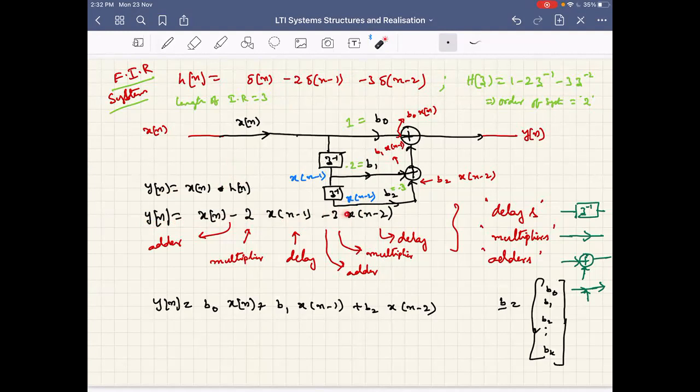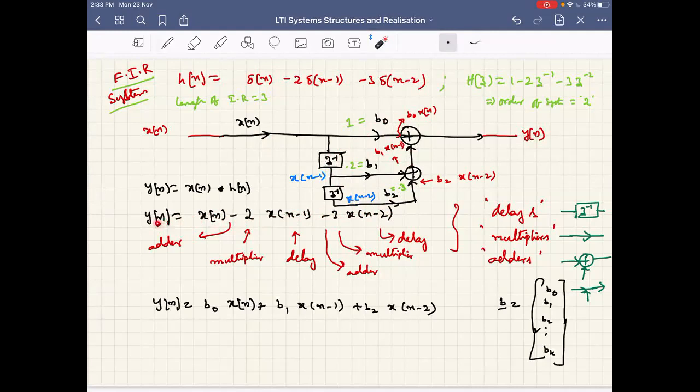What we mean by realizing a system is that if we give x of n, we should know how we get y of n. There should be some hardware elements, basic elements, and when we put them together, we should be able to get the structure of the system that gives the output y of n from x of n. Now, looking at this expression relating input and output, what are all the primitive hardware components required to get y of n from x of n?